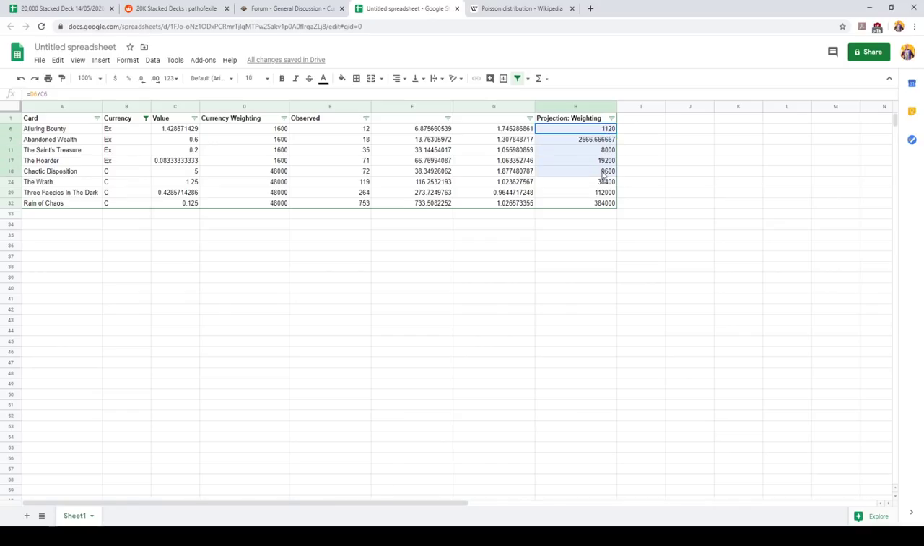And so I projected what the weighting of the divination card might be and tried to create a formula that fit this, that turned this data into something reasonably similar to this. And what I came up with was a very simple formula, which is the projected weighting raised to the power of 0.8.